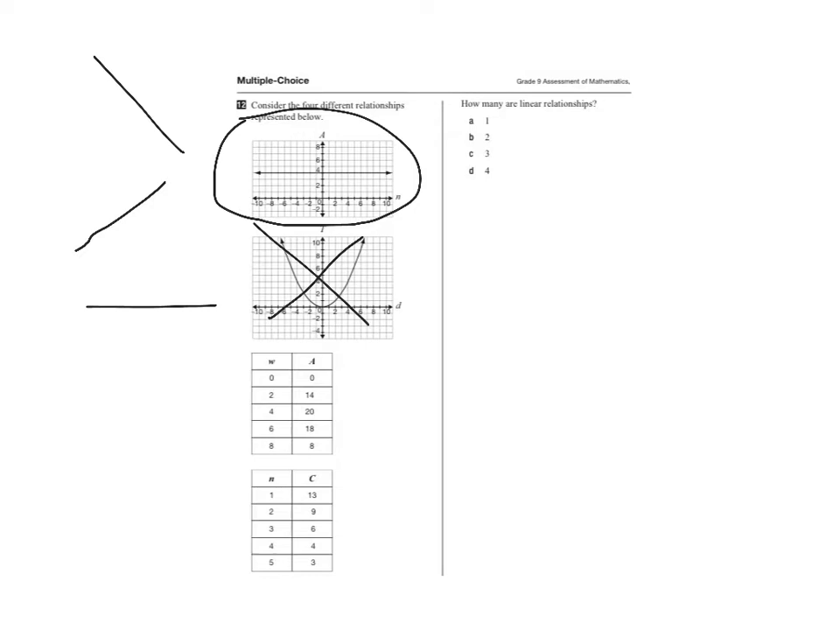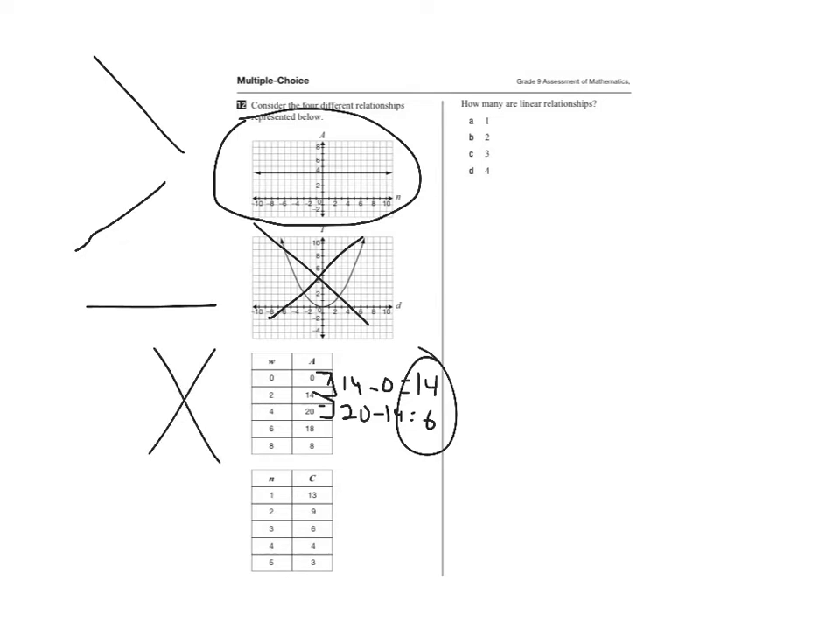If I look at my x values, they're all increasing by the same amount, so 0, 2, 4, 6, 8. I can come over here and I can find my first differences. Because I got different answers, I know this is not linear.